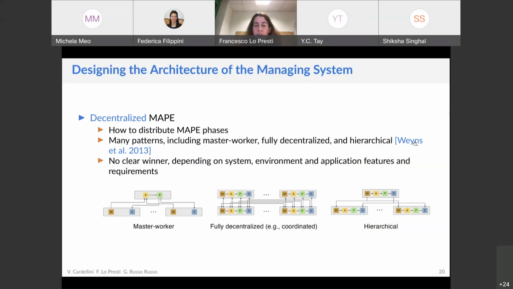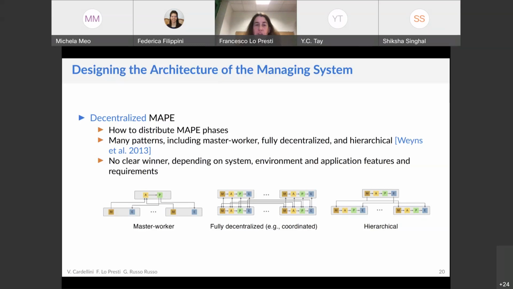There is no clear winner among all the different patterns you can use, because it depends on the application, on the environment, on the features and requirements of your application. But we will consider in this tutorial 3 different patterns.